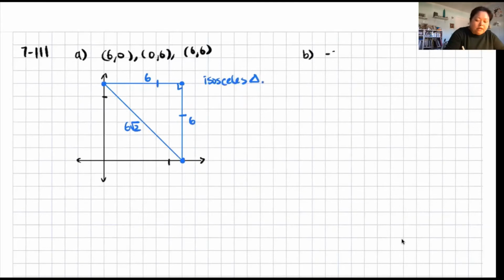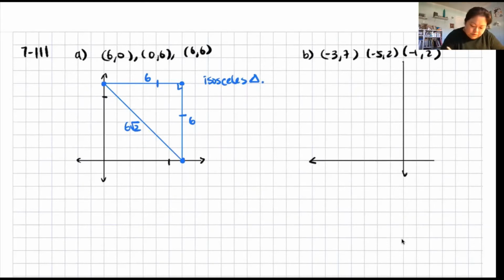B has the points -3, 7, -5, 2, -1, 2. Okay, so that means then I'm more on quadrant 2 here. So I'm going to make sure I have enough space. Okay, 1, 2, 3, 4. Remember my habit of always marking 5, so it's a lot easier to find my points. Okay, so first point is -3, 7. -3, 7 is right here. And -5, 2. -5, 2. Okay, go ahead and connect those two dots. And then -1, 2.